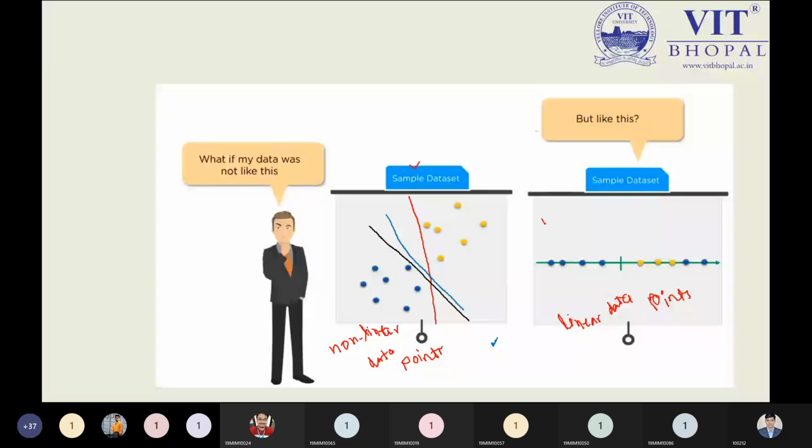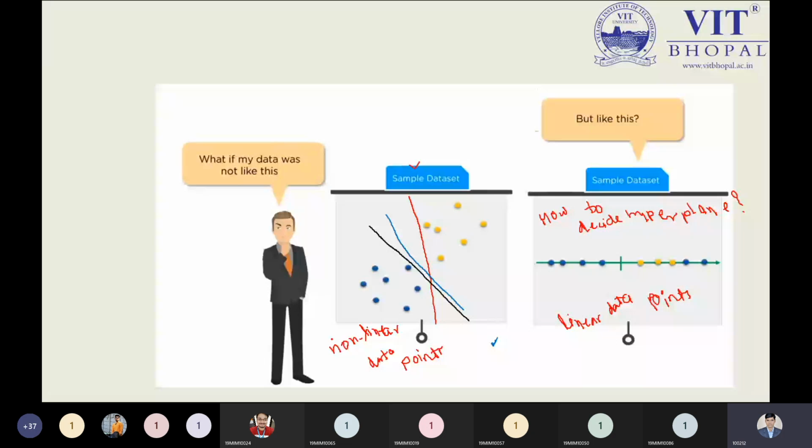Just tell me how to decide the hyperplane over here. This point is described over here. If we're talking about understanding the SVM, then SVM cannot be understood in a simple way when we have linear data points. And to resolve this problem, we have the kernel function.